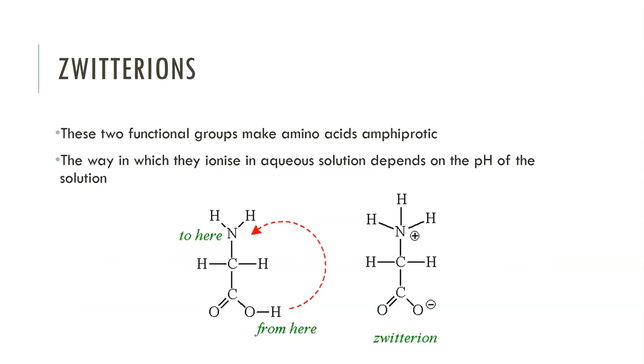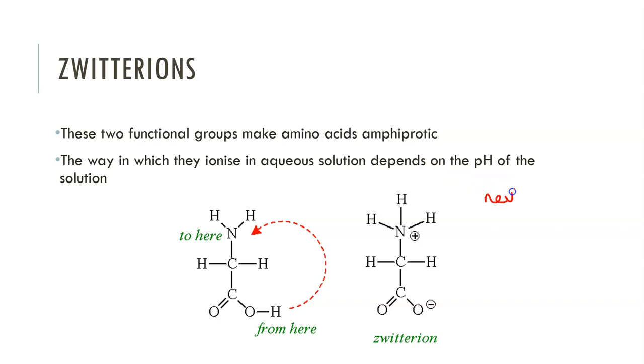Speaking of different pHs, the amino acid structures are unique in that they contain both a carboxyl group, which can act as an acid, and an amino group, which can act as a base. These 2 functional groups mean that the amino acids are amphiprotic, can act as both an acid and a base, but the way they ionize in aqueous solution depends on the pH of the solution.